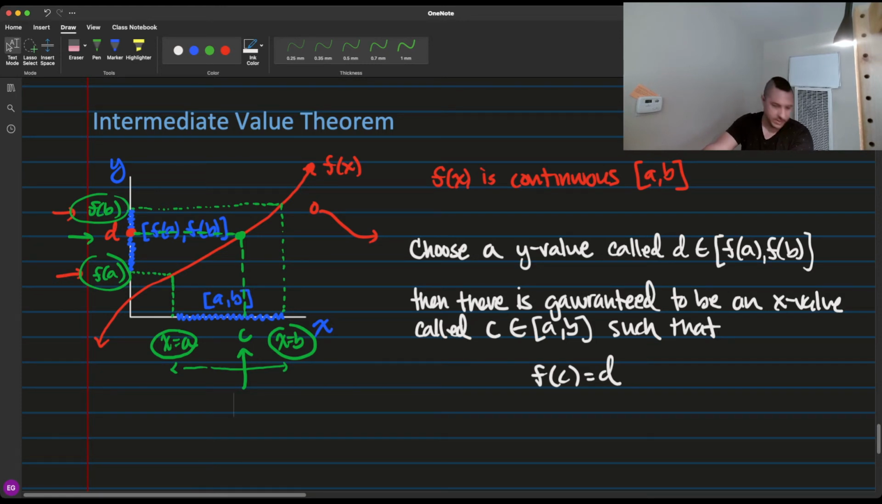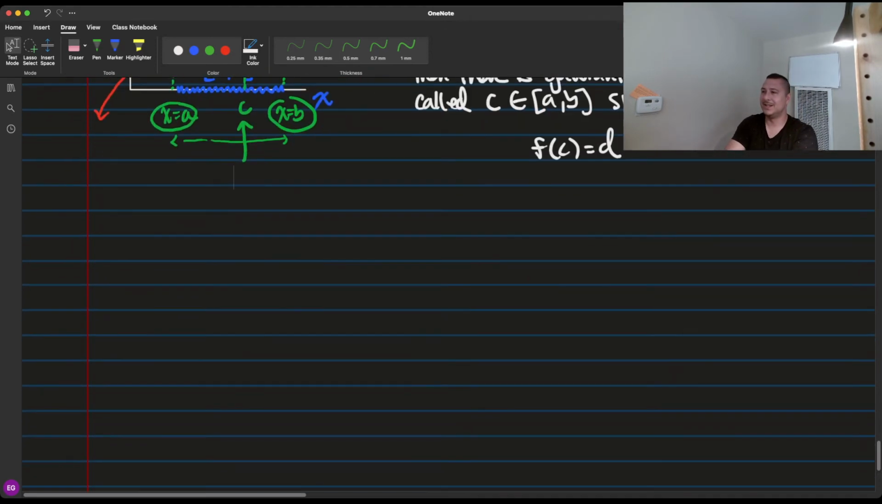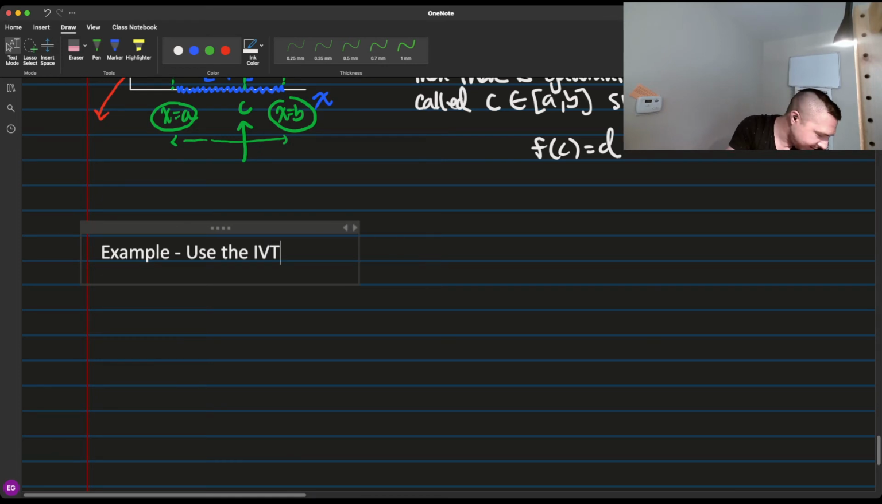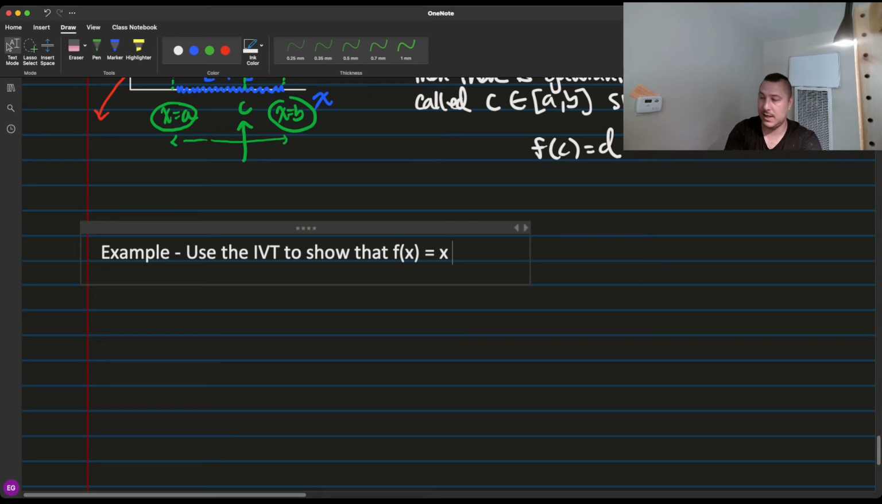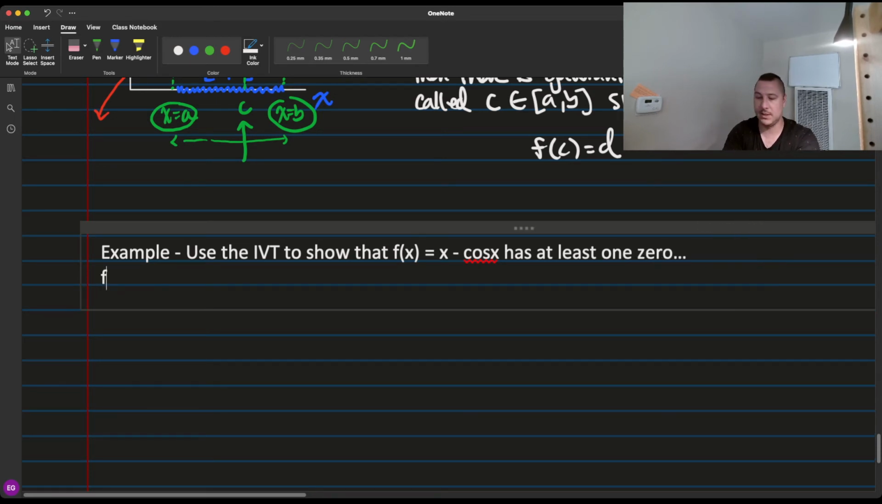Okay, now you might be wondering, why do we care about this? Let's do an example. Use the intermediate value theorem, which we will just call IVT, to show that f of x equals x minus cosine x has at least one zero. So remember that a zero is an x value such that f of x equals 0.